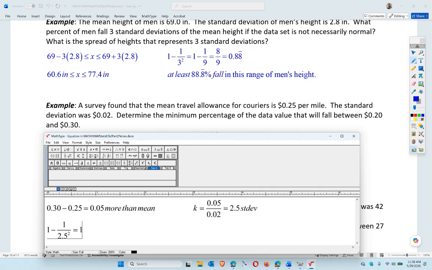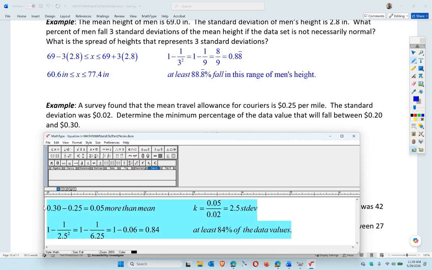Okay, so that's going to be 1 minus 1 over 6.25. Okay, which would be 1 minus 0.16, which is 0.84. So that means at least 84% of the data values are going to fall within that range, basically, of the 20 cents to 30 cents, essentially, is what we're saying.